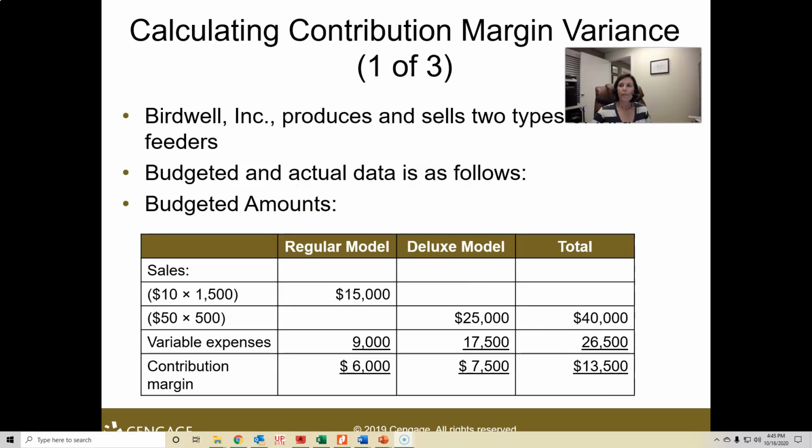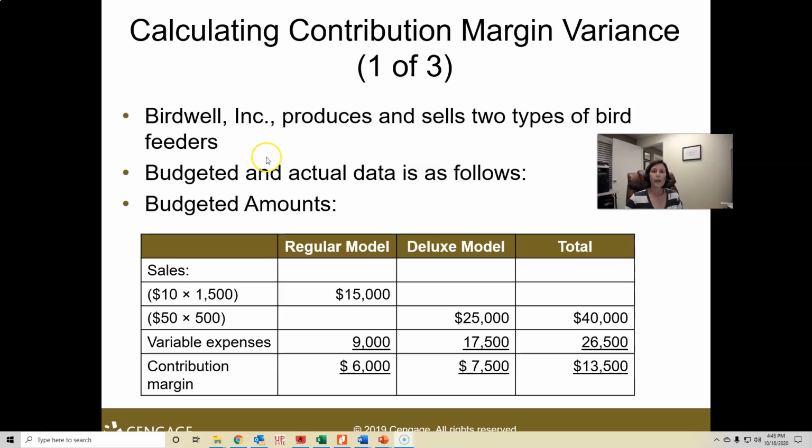And here we're going to look at that variance across two products. So we've got the Birdwell company, and they have their forecasts here. They've got two models of their bird feeders, a regular and a deluxe. One they sell for $10, one they sell for $50. They intend to sell far more of the lower priced bird feeders and obviously fewer of the more expensive priced. So based on the projections, 15,000 they anticipate in sales for the regular, 25,000 for the deluxe, and then they've got the variable expenses.